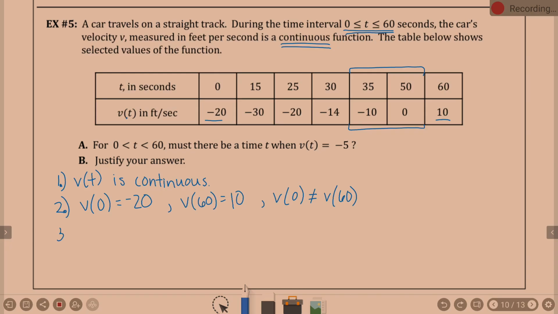So what can we say here? Yes. By IVT there is a time where V of t equals -5, because -20 is less than or equal to -5 and that's less than or equal to 10.